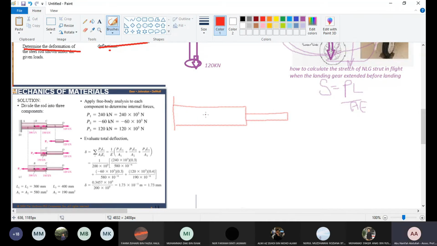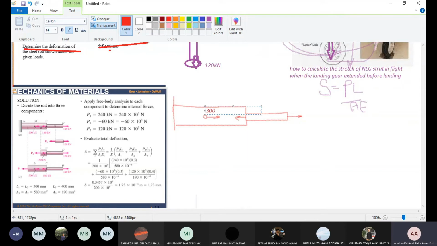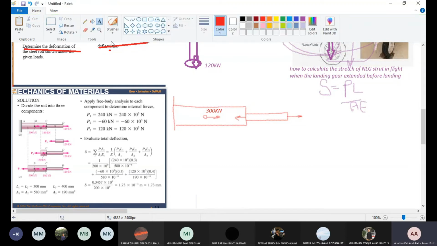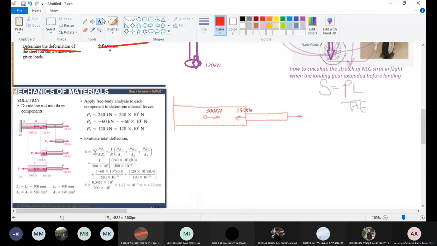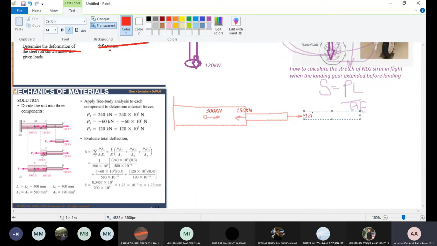Okay. We have forces here, and we have the total force. So here we have 300, and here we have 150, and the force here is 120.